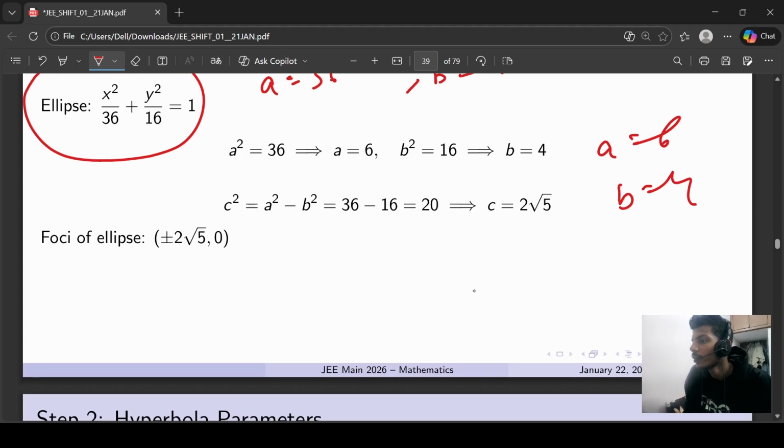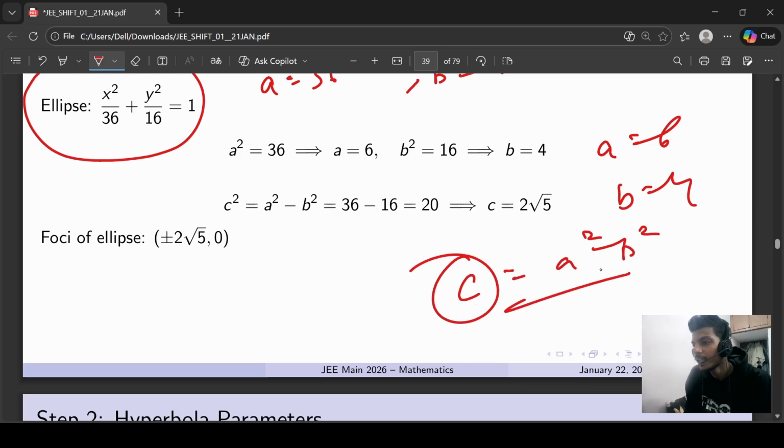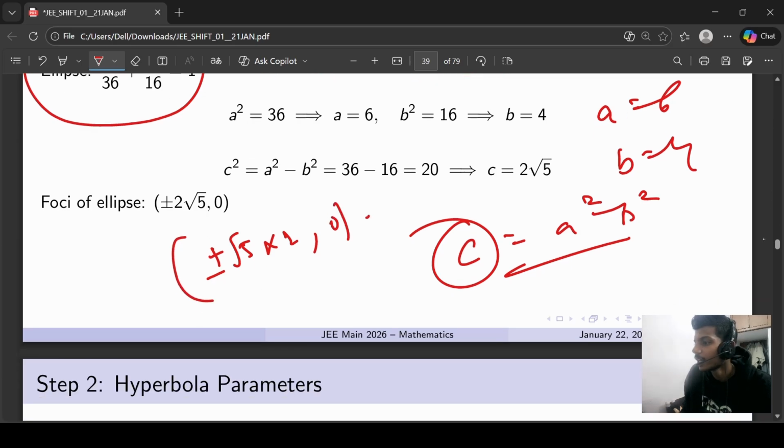So I have to find out the value of c, that is a square minus b square. In ellipse, for the foci we have to do a minus b, and in hyperbola, for the foci we have to do a plus b. Remember this. Okay, so we get a, plus minus √5 into 2 comma 0. So this is what we get as the foci for the ellipse.